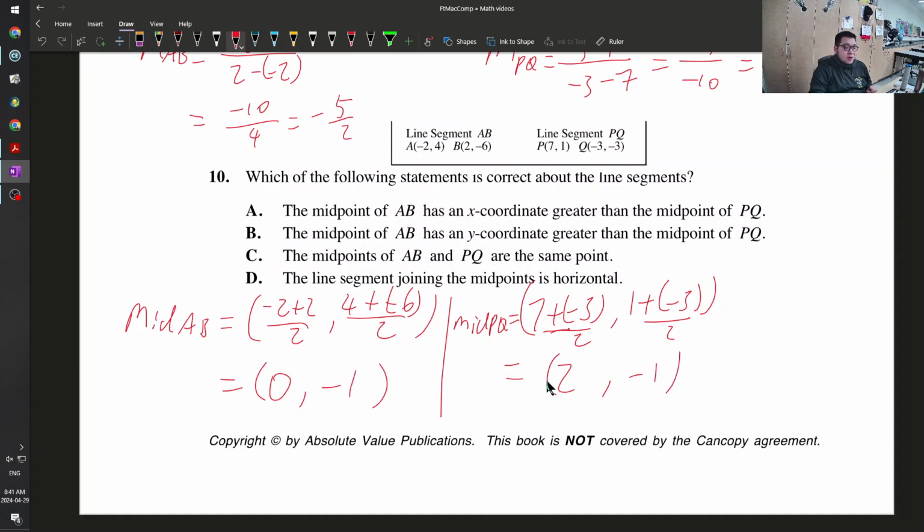Okay, the midpoint of AB has an x-coordinate that is greater than that of PQ. So 0 is less than 2, obviously wrong. The midpoint of AB has a y-coordinate that's greater. Well, they're the same, so this is wrong. These are not the same points, but if you join the two points together, the y values are the same. They're both at negative 1. And the x value, one of them is 0, one of them is at 2. So when you join it, it will be horizontal because the y values are the same. 10 is D.